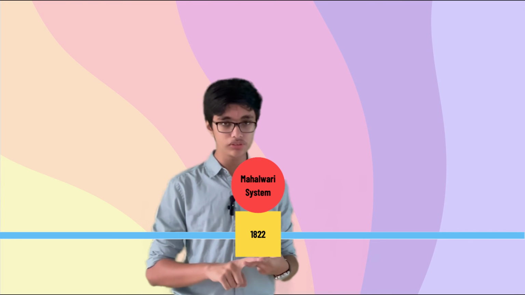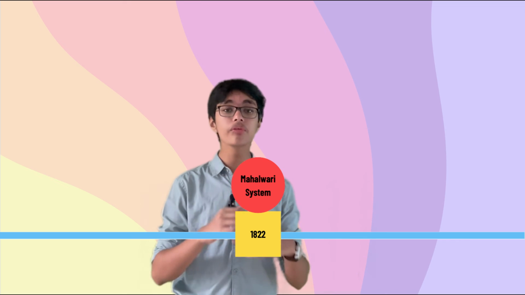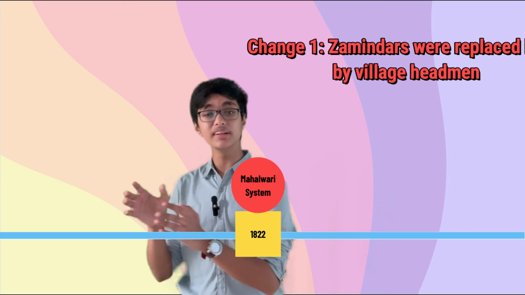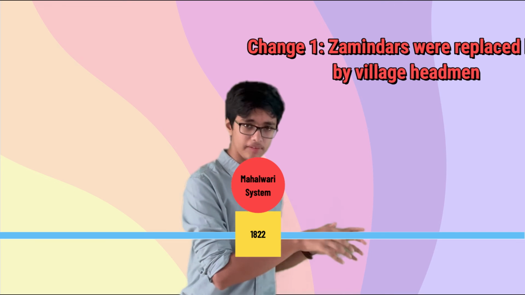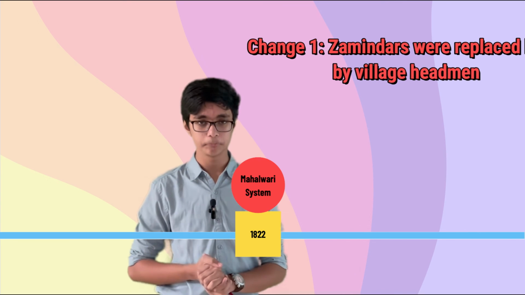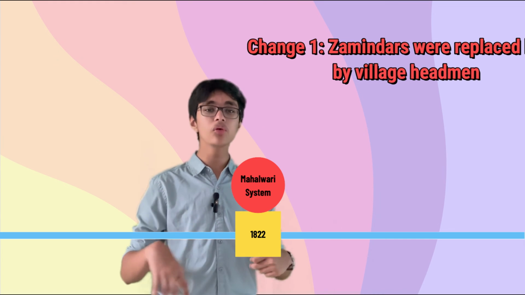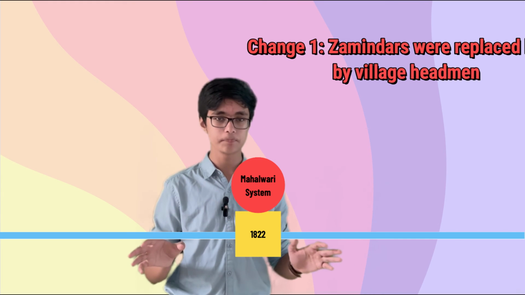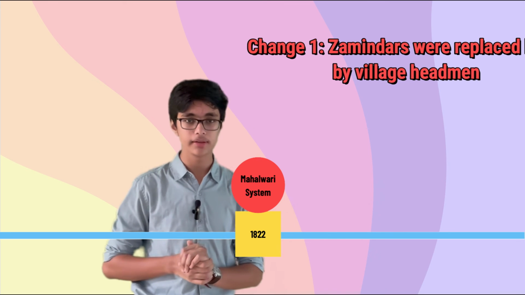Once again, there were two changes here from the Permanent Settlement Act. First was the fact that there were no zamindars in this case. Rather, the village headmen would collect revenues from the peasants and pay it to the East India Company. This is different from the Rayatwari system, as in the Rayatwari system we saw that there was no concept of a middleman at all. The peasants were directly paying their taxes to the East India Company.